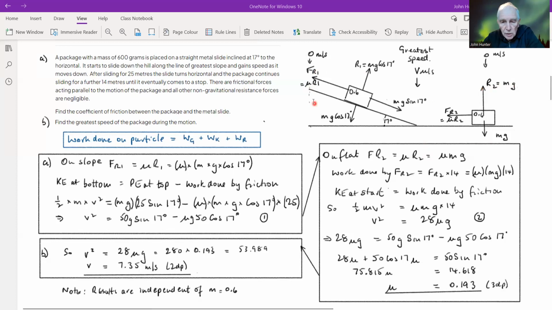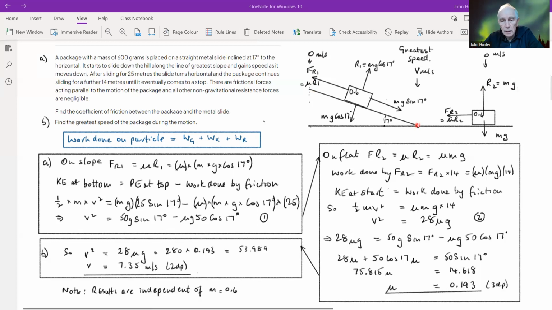What we've got in terms of velocity, it starts at the top of the ramp here at 0 meters per second, and proceeds down here. I think intuitively we can say the greatest speed is at this point at the bottom of the ramp, where it's going to be v meters per second, and then it finally comes to rest after another 14 meters here. Okay, so the greatest speed is at the bottom of the ramp there.